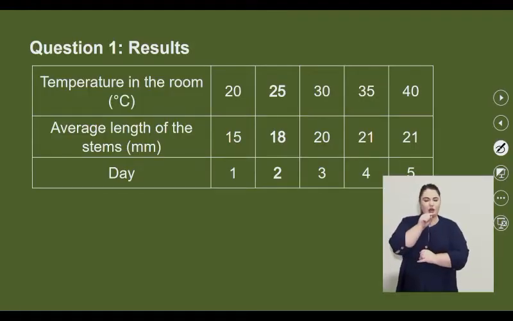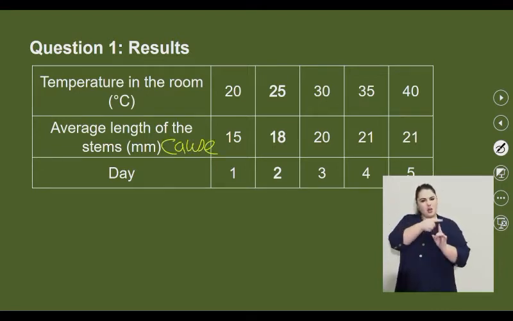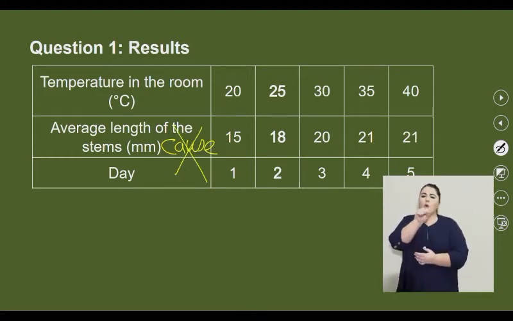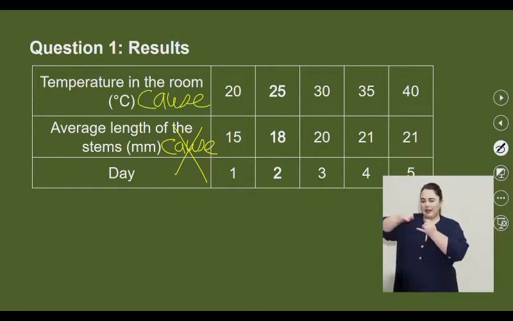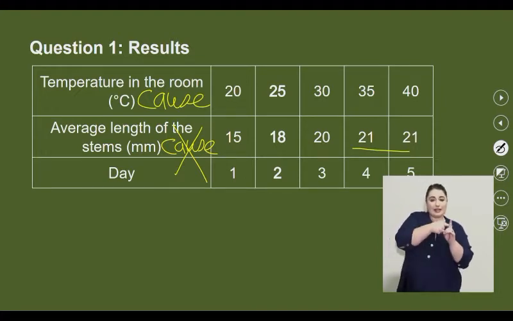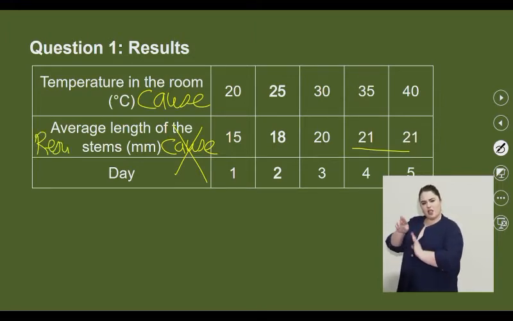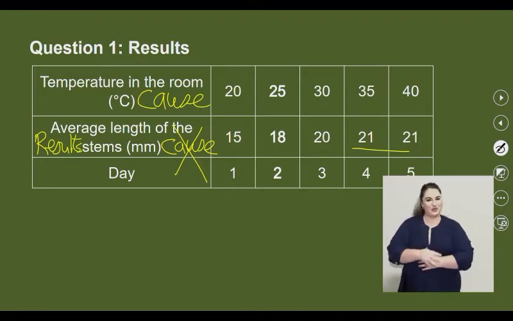So if you look here, what is causing what? Can I say the length of the stems is the cause of the temperature increasing? Not at all. This is completely wrong. What is the cause here? The temperature is causing the stems to grow faster, depending on the temperature. Increased temperature increases the growth rate up to a certain point. So what is the cause? The temperature is causing the stems to grow. So aren't these my results? These are my results. And the temperature is the cause, not the other way round.